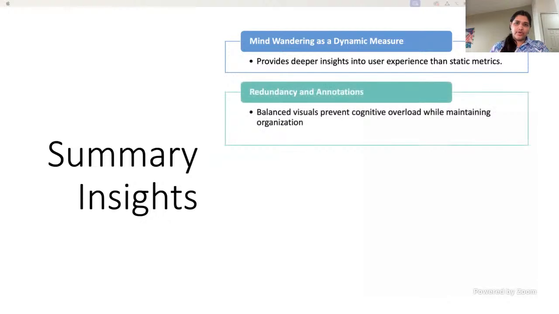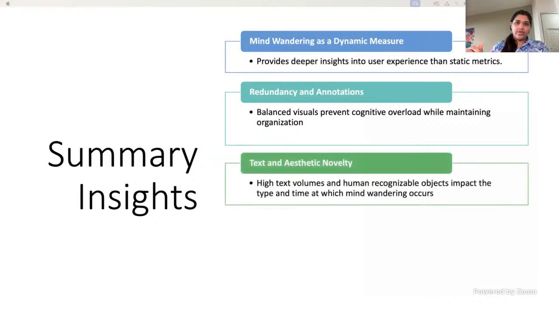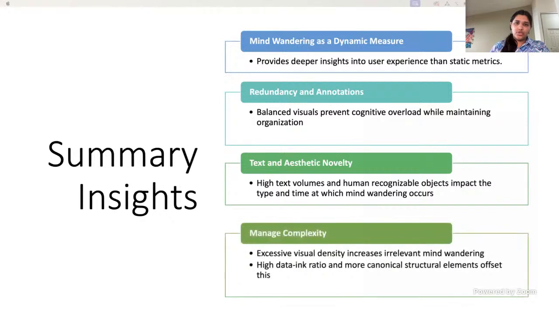And in particular, we find that redundancy and high annotation reduce mind wandering, preventing cognitive overload. But having very high text or visual novelty elements impacts the type and timing of mind wandering, often leading to irrelevant thoughts. And to manage this effect of visual density, we can use familiar structural elements like axes and legends and have high data ink ratios.